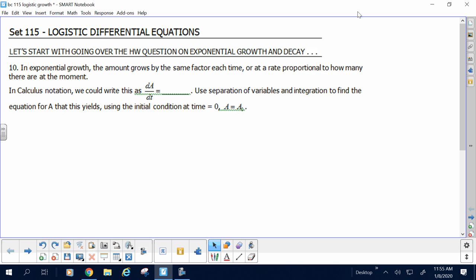So an exponential growth, the amount grows by the same factor each time, or the rate is proportional to how many there are at any moment. So in calculus, you'd say dA/dt, or the rate of change in the amount over time, is a constant times the amount. Now, why is that? You told me it is, and that's what it is. You have spoken. That is not good enough for yourself.